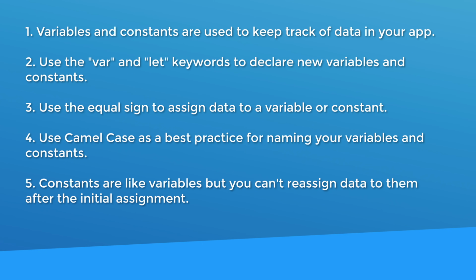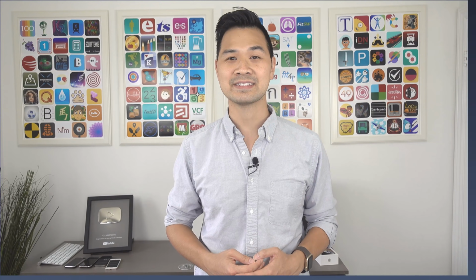Okay, before moving on to the next lesson, let's do a quick recap. You learned that variables are used to keep track of information. You learned how to declare a new variable. You learned how to assign data to a variable. You learned about naming variables and camel casing. Finally, you learned about constants and how they're like variables, except that you can't reassign data to them after the first assignment. Now, I know that's a lot to absorb, but that's why I have a practice video for you where we're going to go through a couple of exercises for you to get hands-on.